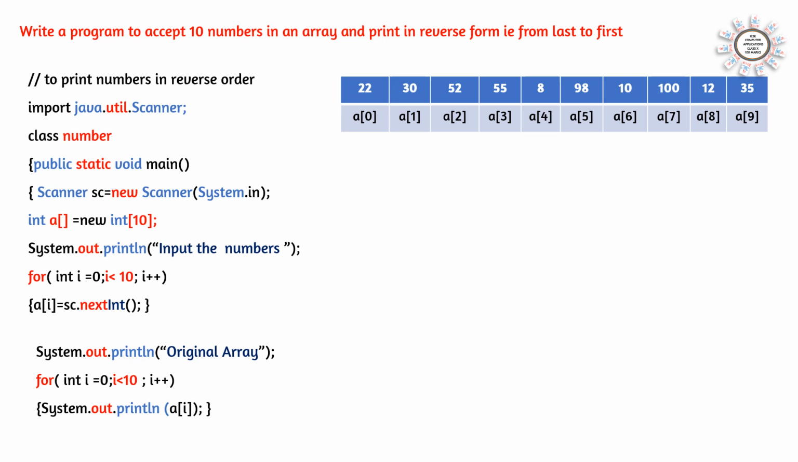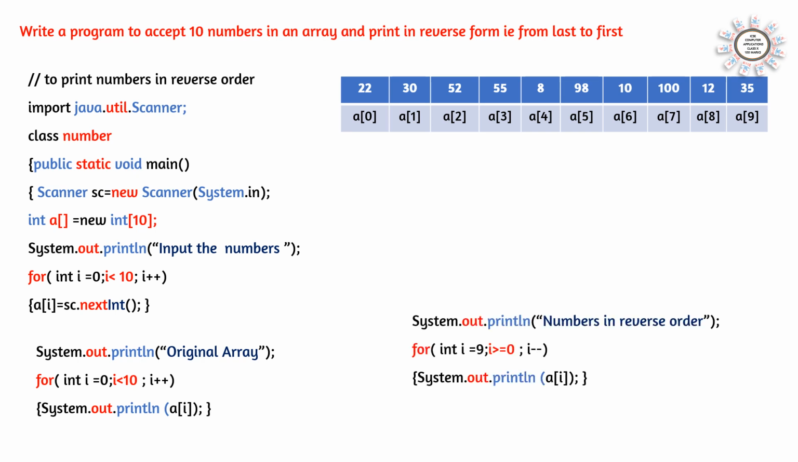Here we can see it. First of all, print the original array because it is needed in the ICSE board. The original array and the reverse array should be shown. So first of all, print the original array: int I 0, I less than 10, I plus plus, and System.out.println a[I]. The array is printed. Now start the reverse loop.